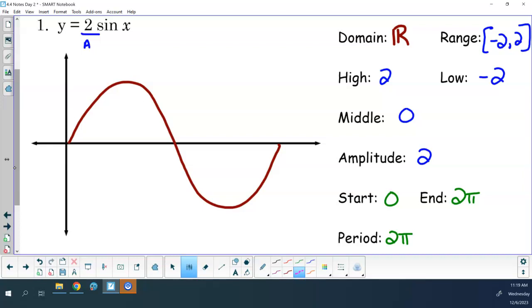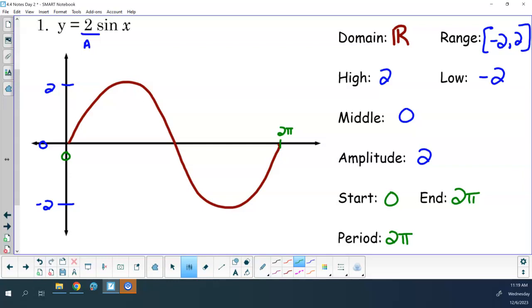Okay? That's how important these are. So it says that we went all the way up to 2. We went in the middle at 0, and we went all the way down to negative 2. That's worth 1 point right there. Okay? We started horizontally at 0. We ended horizontally at 2 pi.